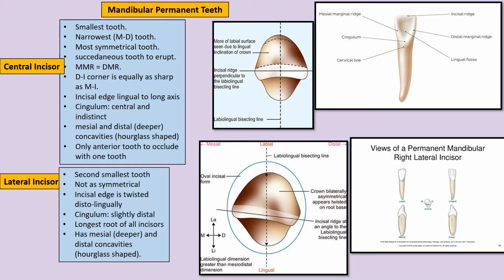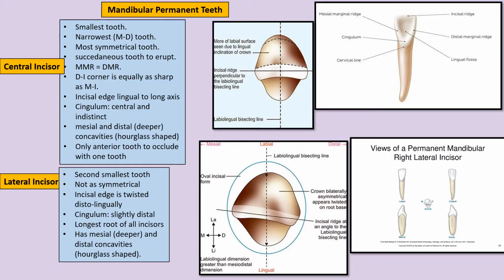Now we talk about the mandibular permanent teeth. The mandibular central incisor, as we know, is the smallest tooth, with the narrowest mesiodistal diameter, and a very symmetrical tooth. If you divide the tooth into 2 halves, both the right half and left half are mirror images of each other. Both the mesioincisal and distoincisal corners are equally sharp. Both the ridges are equal. It is the first succedaneous tooth to erupt. Succedaneous teeth are those permanent teeth that replace their primary. If I say, the last succedaneous tooth to erupt will be the maxillary canine.